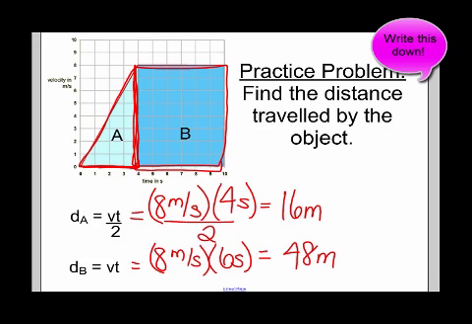So I know section A is 16 meters, section B is 48 meters, but this question wants the total distance. So I can write that as D with a little t beside it. That means total distance. So to get the total, I'm going to take the area of each of my individual shapes and add them together. In this case, 48 plus 16 gives me 64 meters, and that would be my final answer.